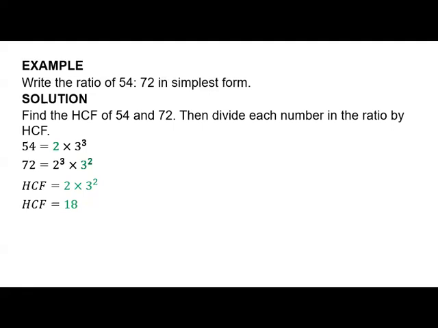Now, I'm going to take the first part, which is 54, divided by 18, take the second part, which is 72, and divide it by 18. And in this case, let's check how much I'm going to get. 54 divided by 18 will give me 3, and 72 divided by 18 will simply give me 4. So in simplified form, this ratio will be written as 3 is to 4.